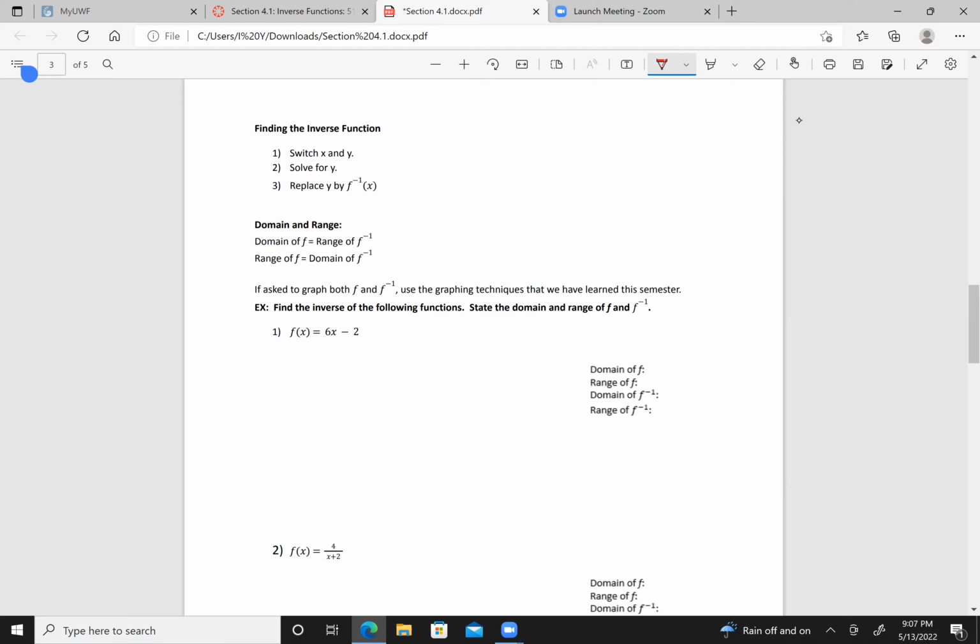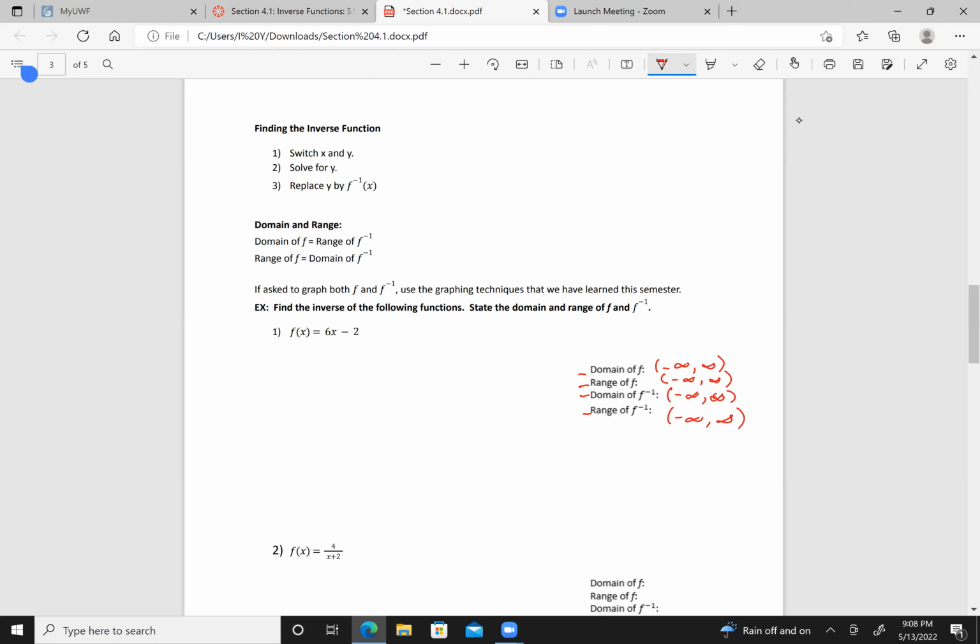So we can graph these using the techniques that we've learned earlier. So find the inverse of the following functions, state the domain and range of f and f inverse. Well, let's start out. We have f. So what's the domain? Well, the domain is -infinity to infinity. It's a line. The range is also -infinity to infinity, which means that f inverse domain will be the range, and range will be the domain. Of course, in this case, it's all the same.